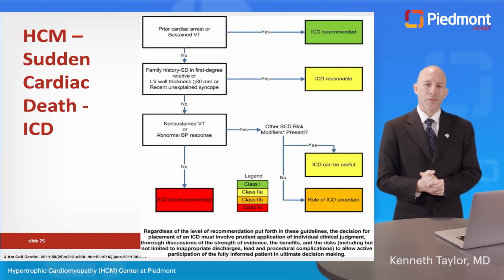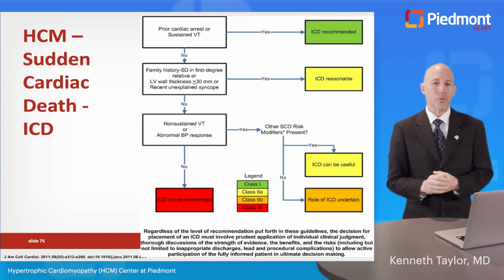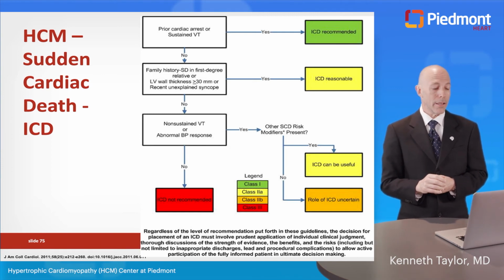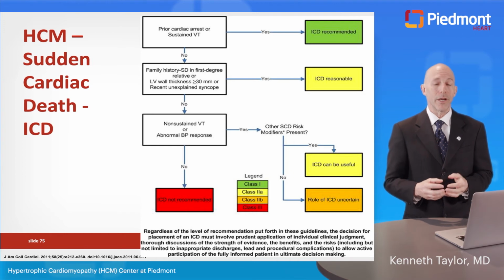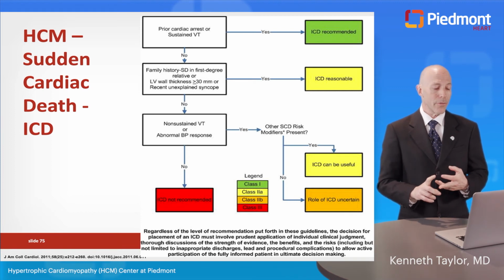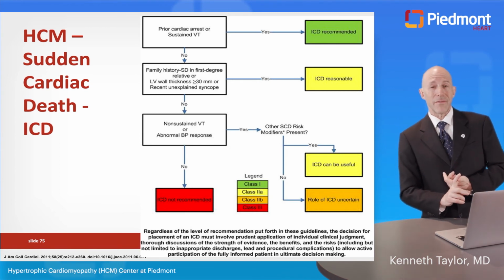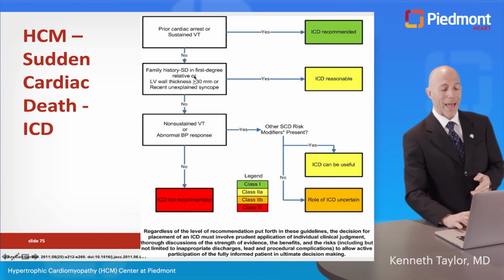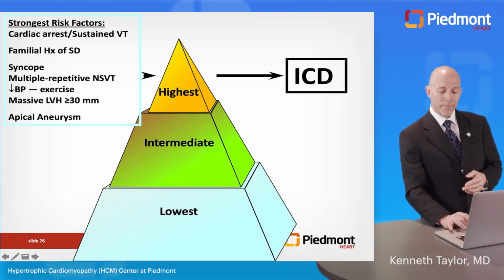All right, let's talk a little bit about risk for sudden cardiac death. Arrhythmias are probably the most common reason why patients with hypertrophic cardiomyopathy die, and they can die suddenly. And we do evaluate their risk for sudden cardiac death. There are a number of clinical features that increase that risk, including prior VT or arrest, family history of sudden cardiac death in a first-degree relative, LV wall thickness of greater than 30, recent unexplained syncope, non-sustained VT, or abnormal blood pressure response to exercise. And we add these up and use them to help decide whether an ICD is recommended or is reasonable. Or not recommended.